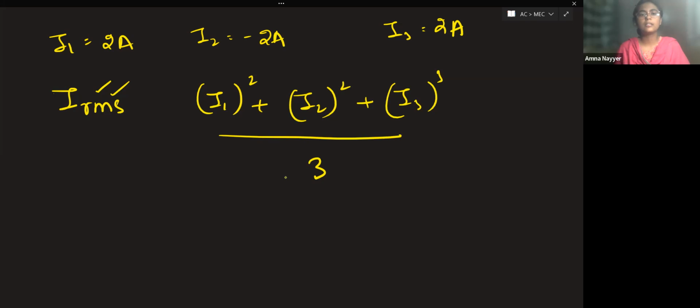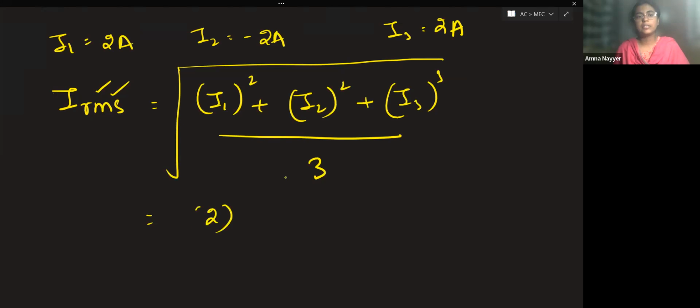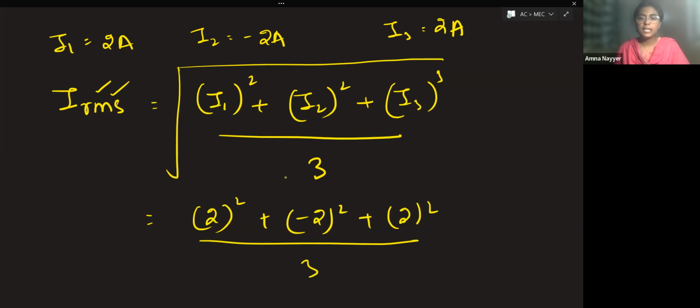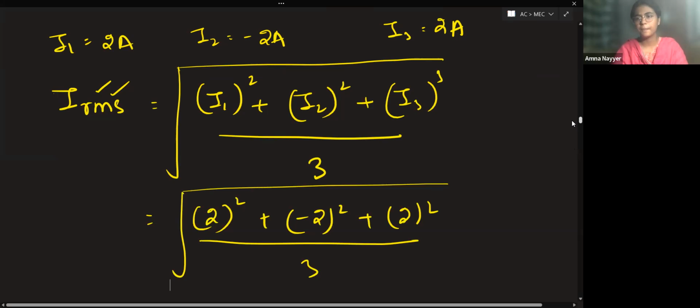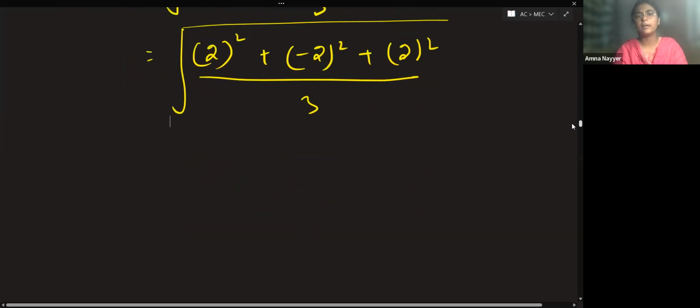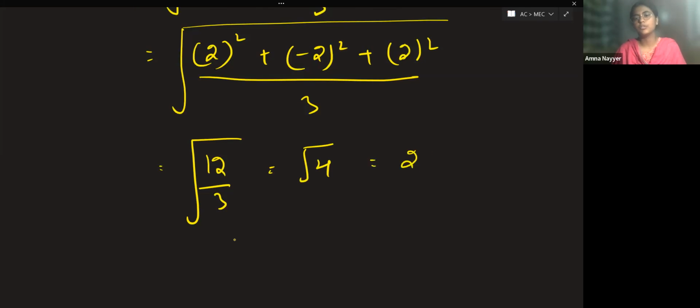This is the step. Now I1 square becomes 2 square, plus minus 2 whole square, plus again 2 square, divided by 3, under root. So this is 12 divided by 3, which is 4. Under root 4, you will get 2 amperes. So I RMS will come out to be 2 amperes.